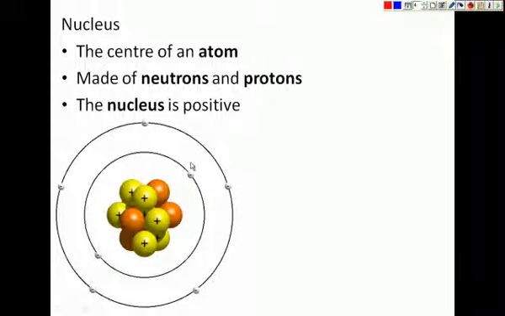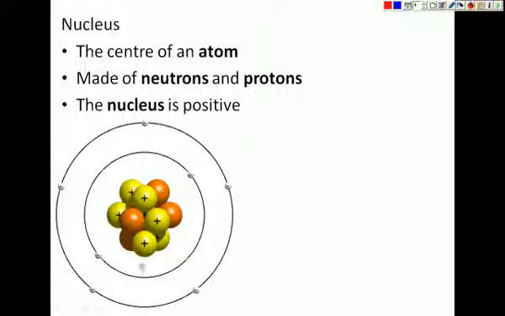Hey, it's Mr. Lum again, and we're going to continue on with our chemistry vocabulary. Our next vocab word is nucleus. The nucleus is the center of an atom. It is made up of neutrons and protons, and the nucleus is positive.